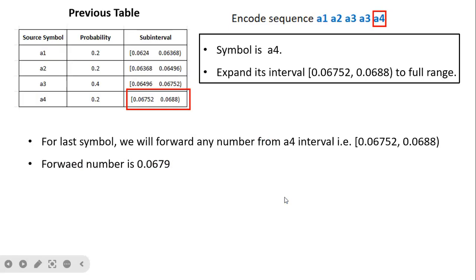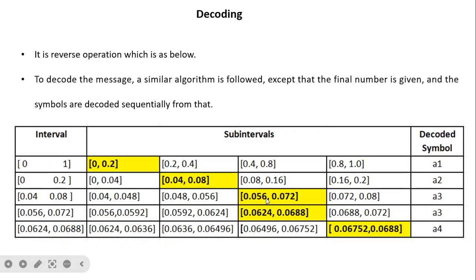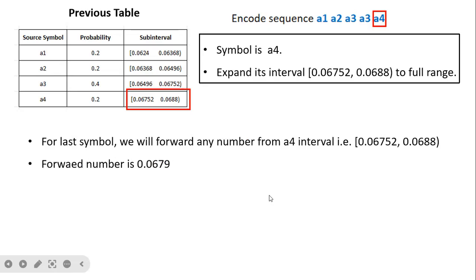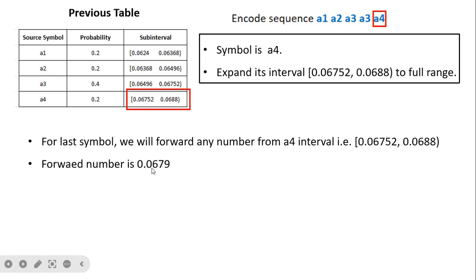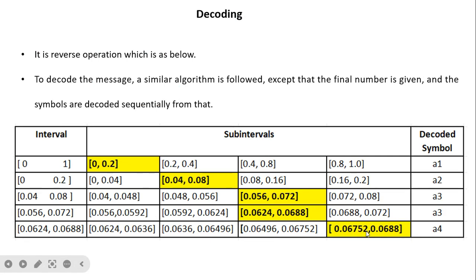Now here we can see this value 0.06 comes between this interval, so A3 gets extracted. Now this symbol we are again expanding, and again this received value comes in this interval, so again A3 gets extracted or decoded. And finally we are expanding this interval, and we found that this value 0.0679 is lying in this interval. So in this way A4 gets decoded.